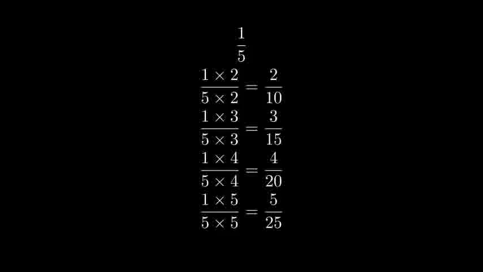These are just a few examples of equivalent ratios for the fraction 1/5. You can find more equivalent ratios simply by multiplying both the numerator and the denominator by any integer.